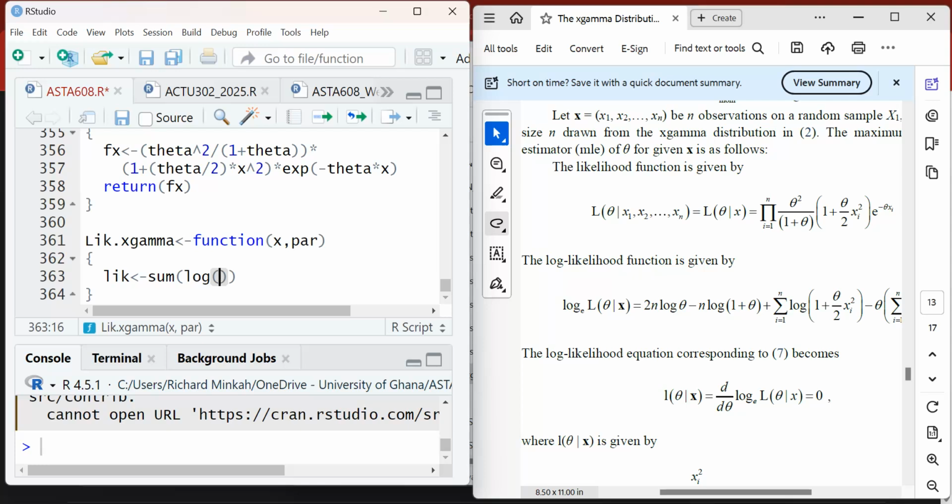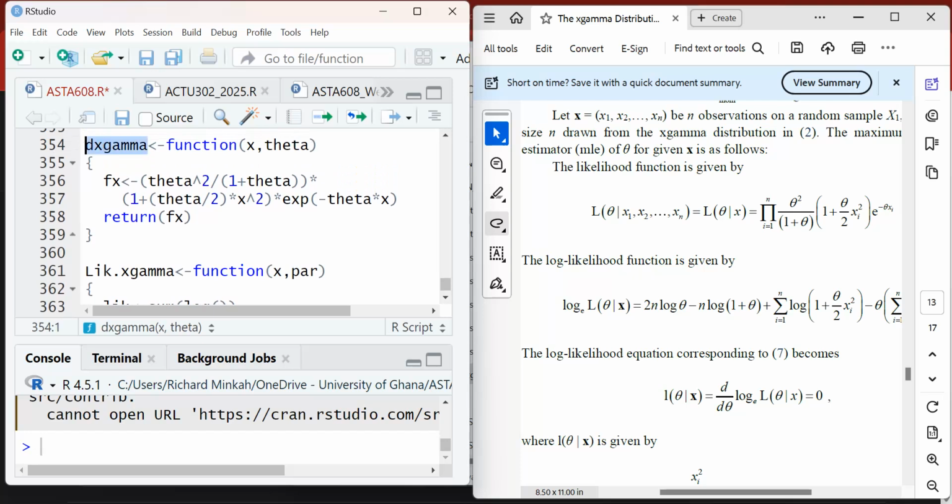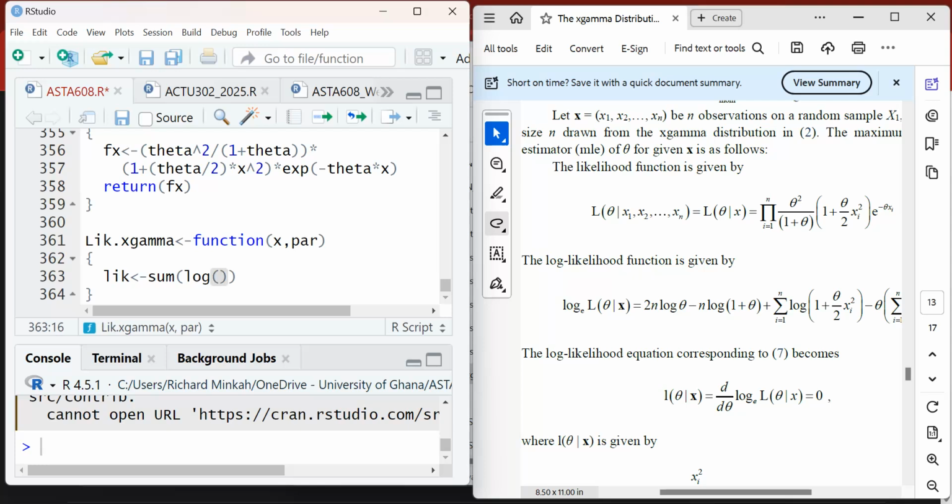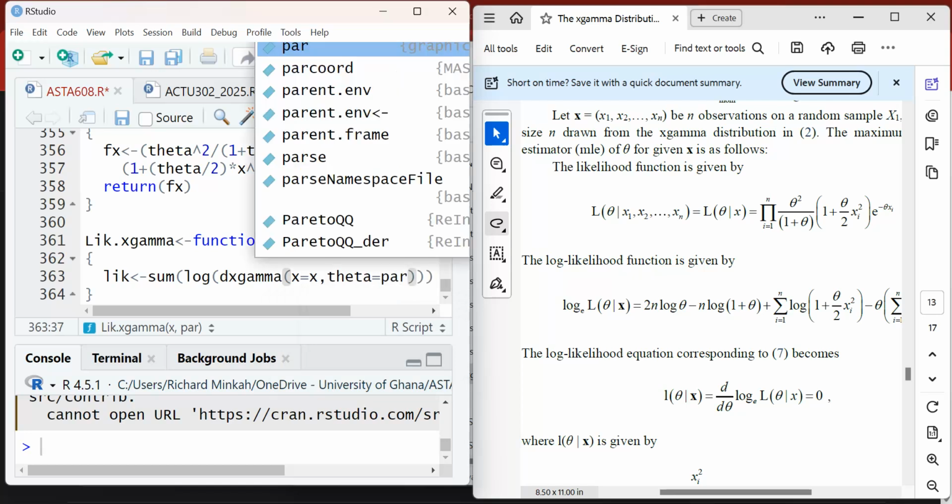So we're going to call this dx gamma. So dx gamma, and then x is equal to x, and then theta is equal to what? Pi. Yes.